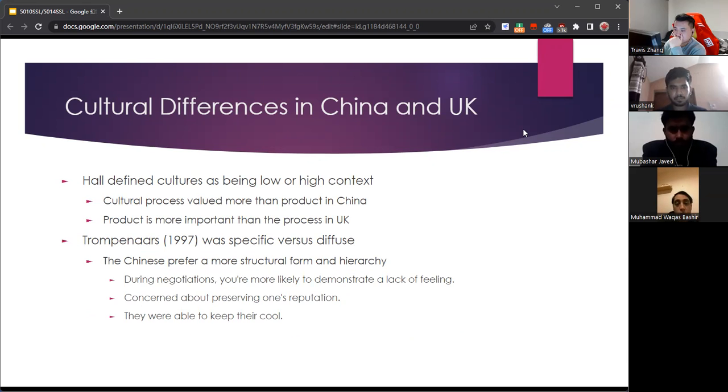Hall defines cultures as being low or high context. Process is valued more than product in China, while product is more important than process in the UK. So these could be the major differences.